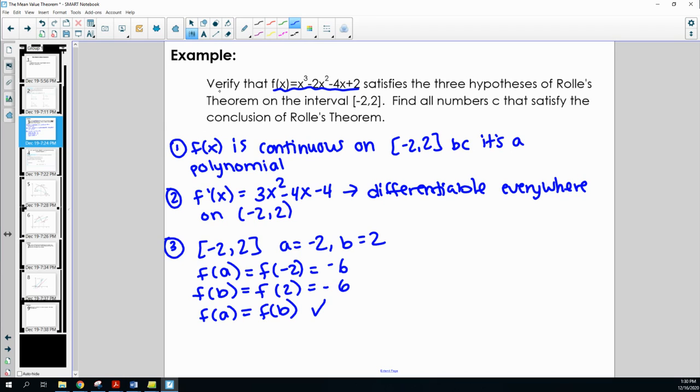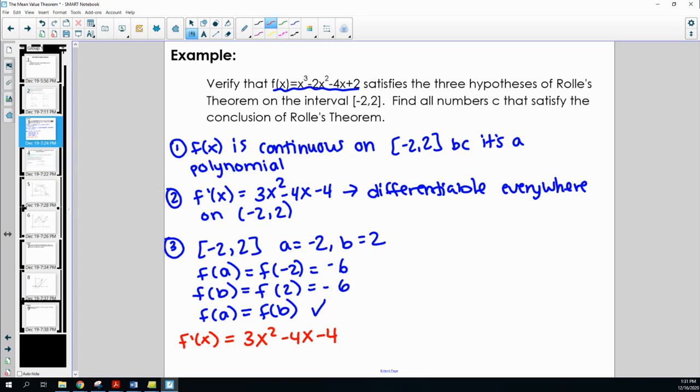So check. All three of these are true. Since all three of them are true, we know that it satisfies Rolle's theorem. Now we have to find all the numbers C that satisfy the conclusion. We already found the derivative, so I'm just going to rewrite this. f prime of x is 3x squared minus 4x minus 4.